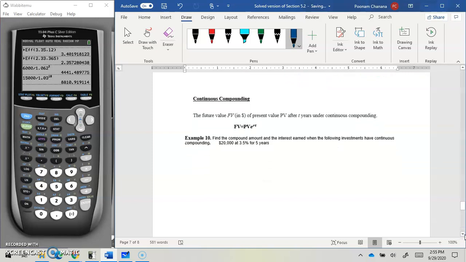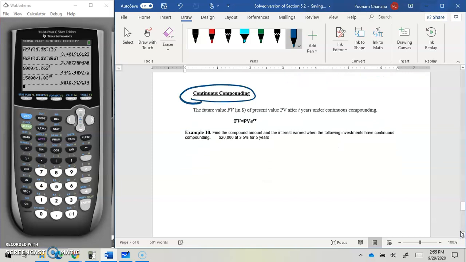The last topic here is continuous compounding. Until now we did compounding annually, semi-annually, monthly, daily, weekly, right? What if there is continuous compounding? The future value of the present value after t years under continuous compounding is given by this formula. As I repeatedly said, I sometimes write P in place of present value, so it will be P times e raised to the power rt. Let's do an example of that.